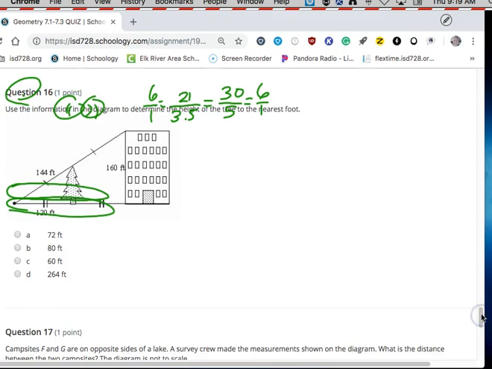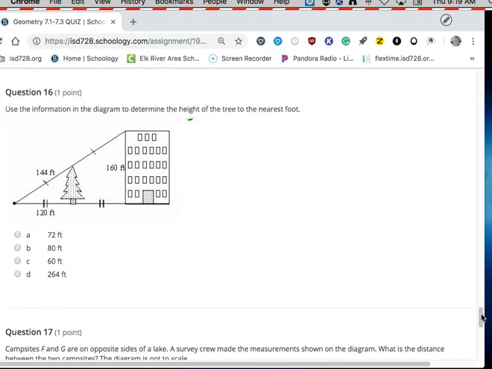In problem 16, I have a setup where this is the mid segment of a triangle, okay, because this and this are equal, this and this, so this is the mid segment because that's the midpoint to midpoint. So half of 160 is 80, and this is true.